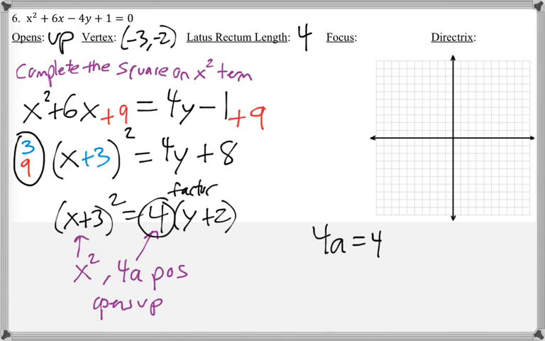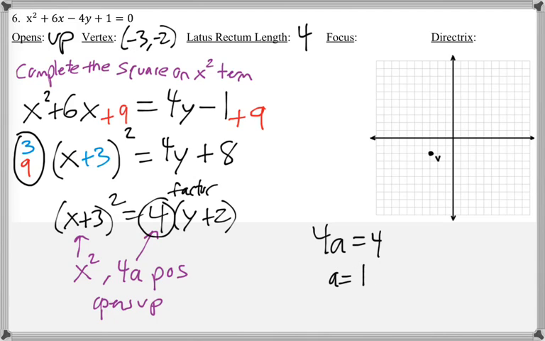So to figure out my focus and directrix, I need to find what a is. So I'm going to divide both sides by 4 to get 1. Okay, -3, -2. This is my vertex. So to get the focus, I need to add a. So the positive direction is going up. So I'm going to add 1.